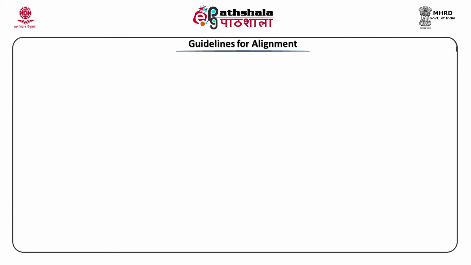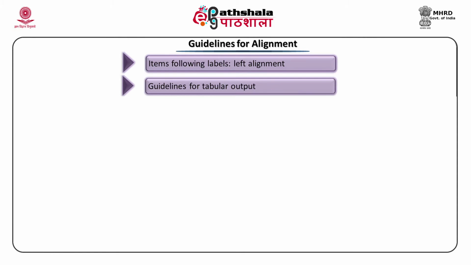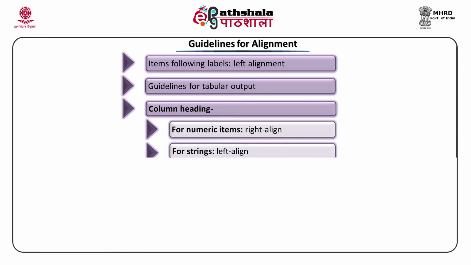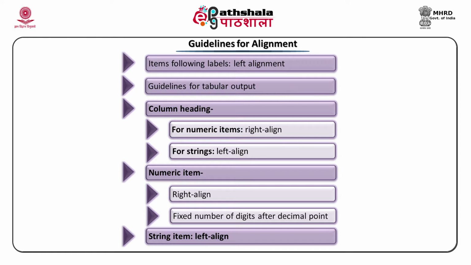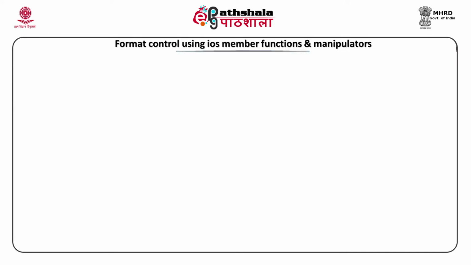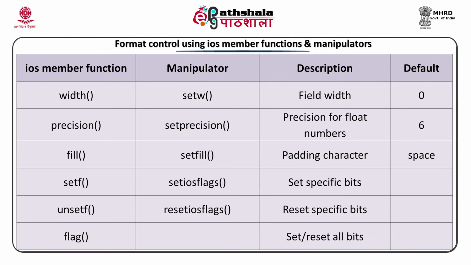Let us first of all understand the guidelines for the alignment. Whenever we display the items with the labels and the value in a single line, we should use left alignment for the output items. Whenever we are using tabular format, in that case the column headings should be left aligned for strings and right aligned for numeric items. In the actual data, the numeric items should be right aligned and the strings should be left aligned. If the numbers are floating point or real numbers, then we should use fixed decimal point format, and the number of digits after the decimal point should also be specified, and we should print the decimal point always whether it is required or not. For example, the numbers 1, 2, 3 and we want to display it as 123.00.